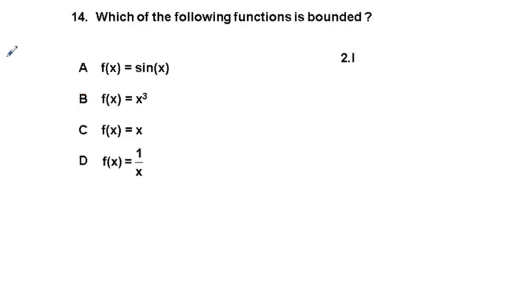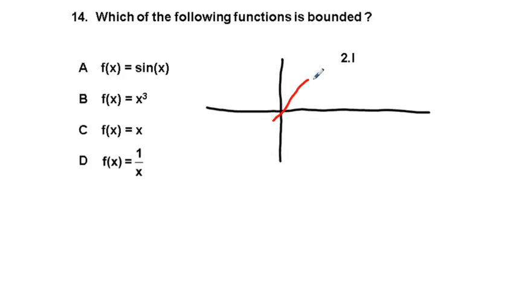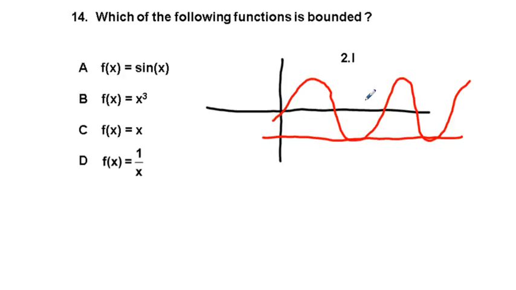14, which of the following functions is bounded? Well, the correct answer for this is going to be answer choice A. That's going to be the sine x function that looks like this. It oscillates between y equals 1 and y equals -1 and keeps on going. And so we say there's a lower boundary below which the function does not go, and likewise an upper boundary above which the function does not go. So we say the function is bounded. A is our correct answer choice.